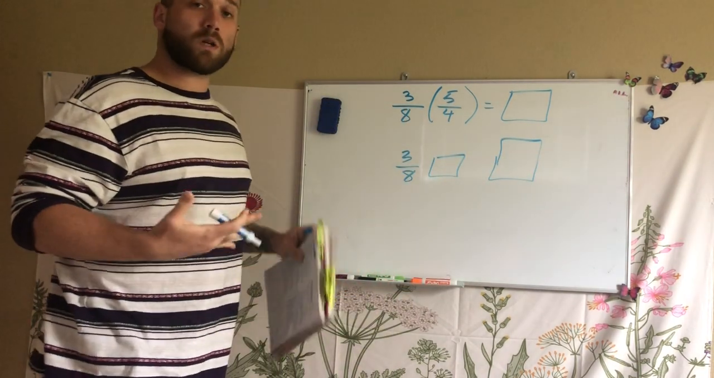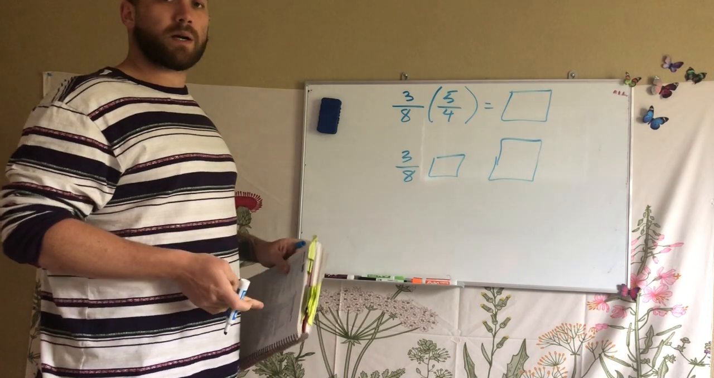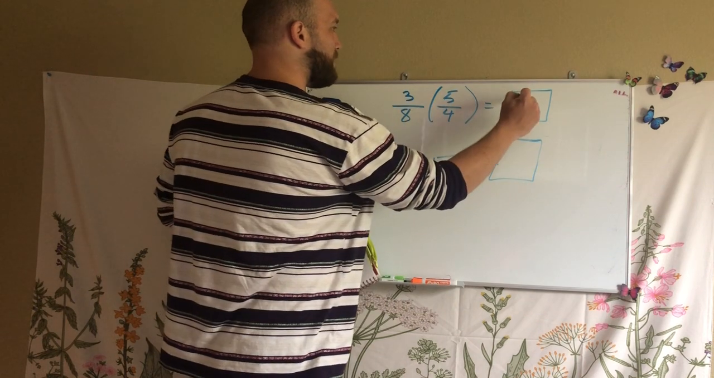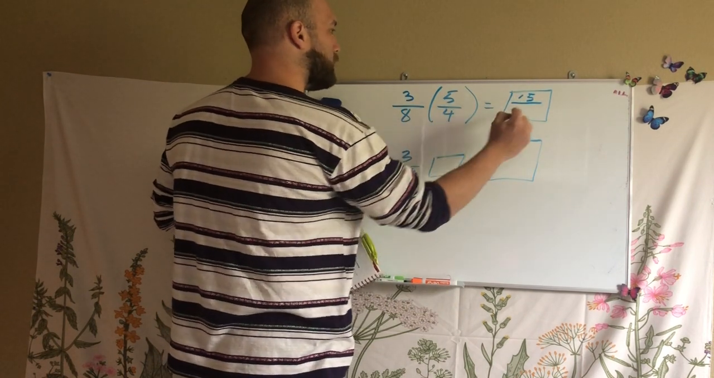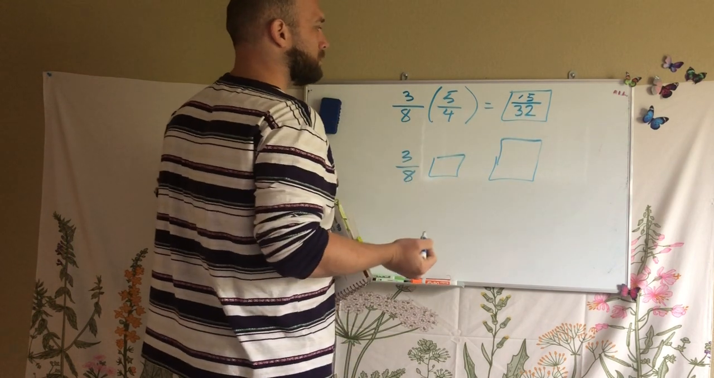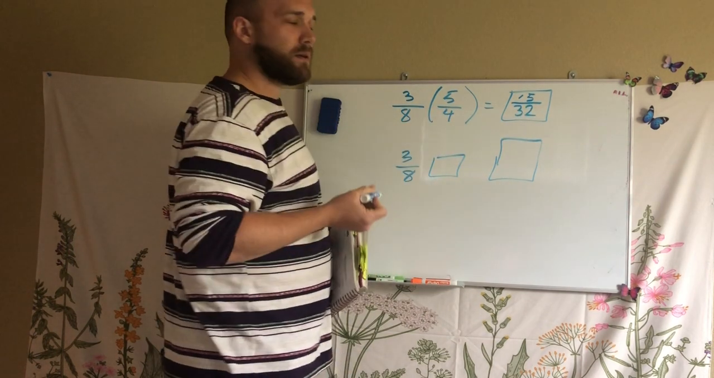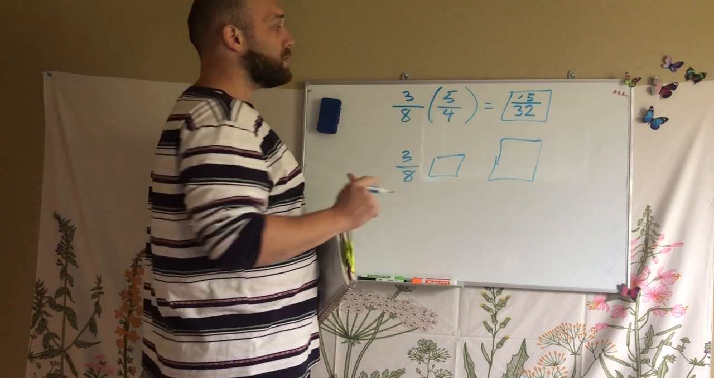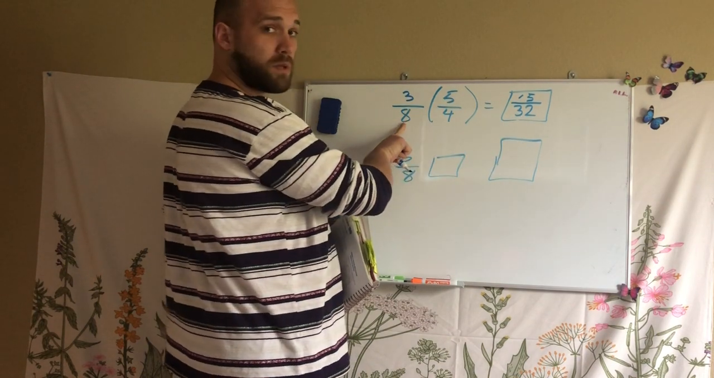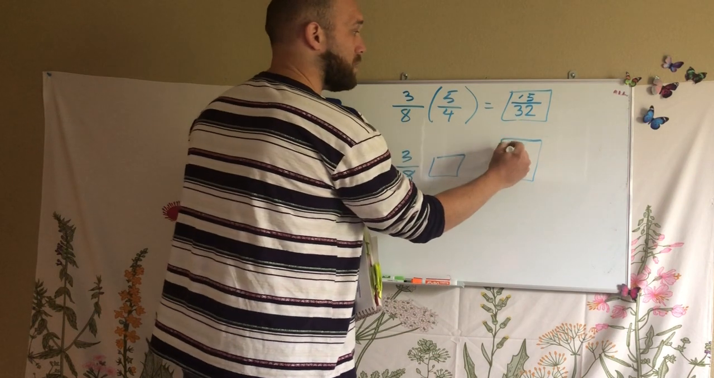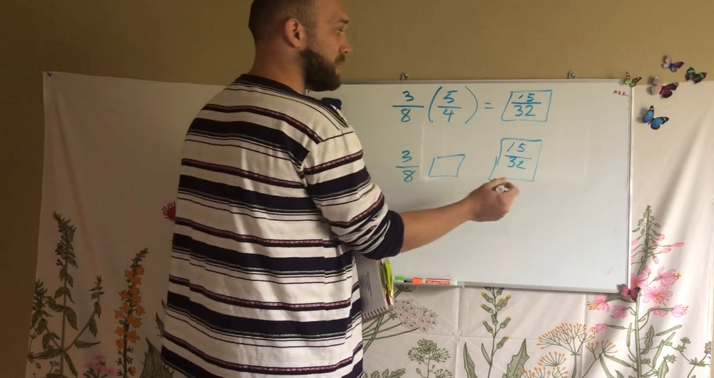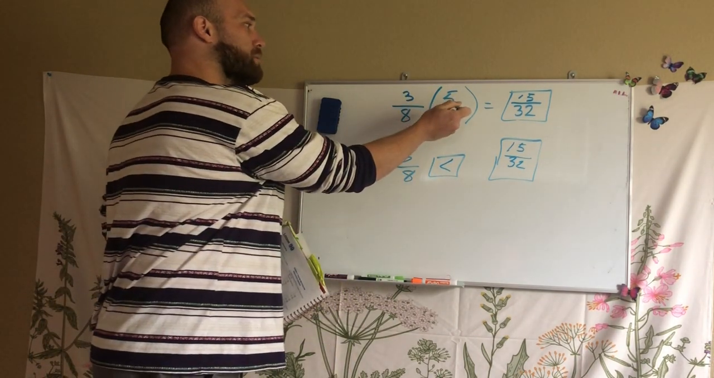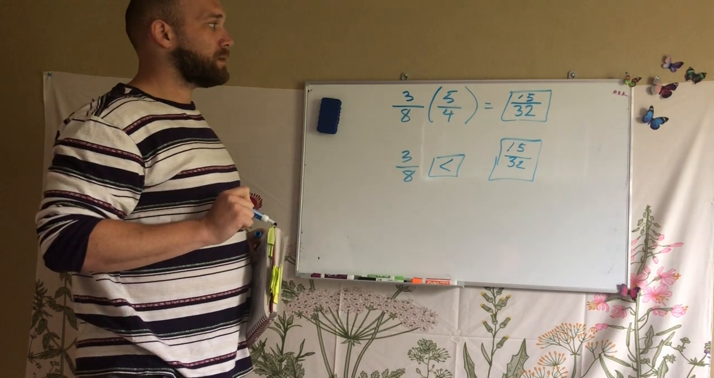Pause the video now, work the problem, and resume when you're ready to check your work. All right, so let's first work our problem. 3 times 5 is 15. 8 times 4 is 32. So what do we know about what we're multiplying by? We know that it's a fraction that is top-heavy, meaning it's more than 1. So we know our answer is going to be greater than what we started with. So we know that 15/32 is greater than 3/8 because the fraction we're multiplying by, in that parentheses, is more than 1.